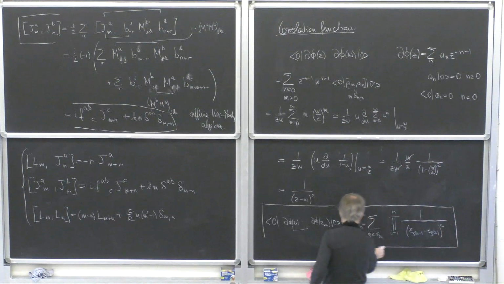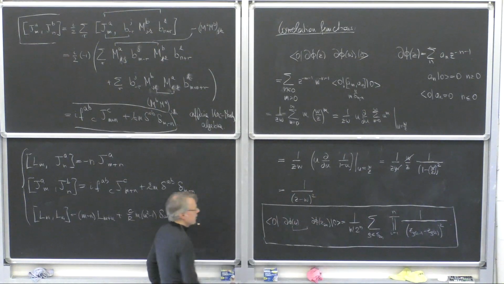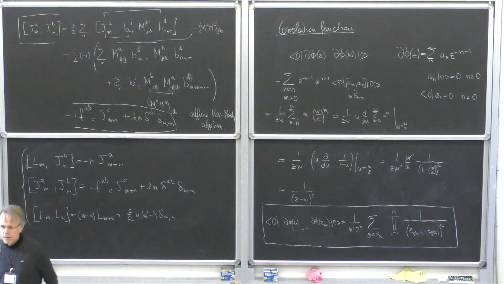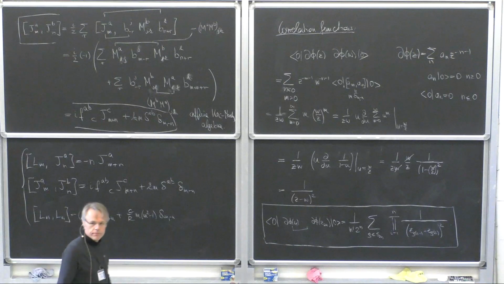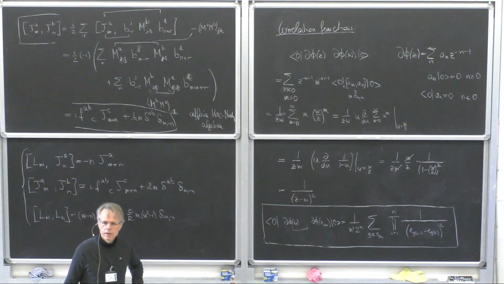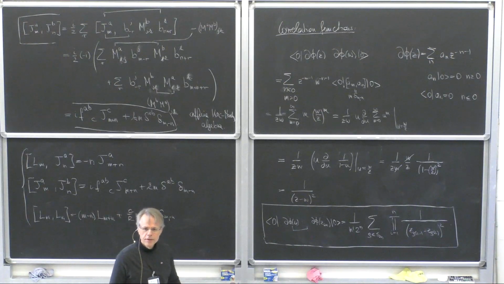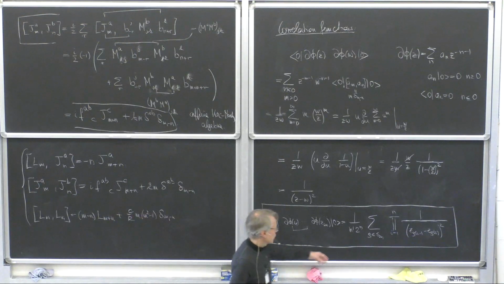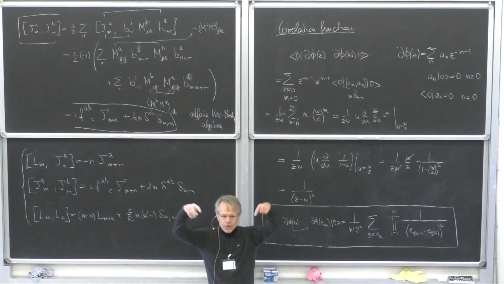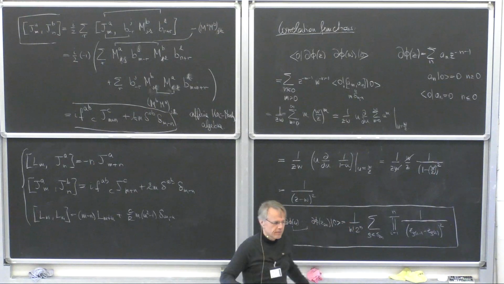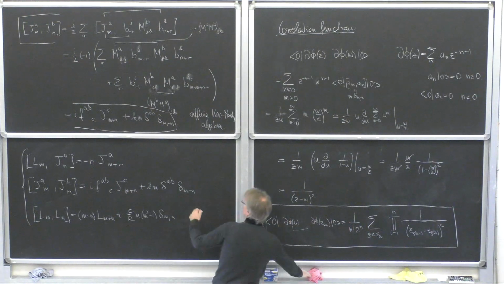So this is the answer if there's an even number of boson fields, and if there's an odd number of boson fields, the answer is 0. Is that clear, or is this unreadable? Vaguely unreadable, but I mean, you know what it is, right? It's just the sum over all the pairs. It's not rocket science.